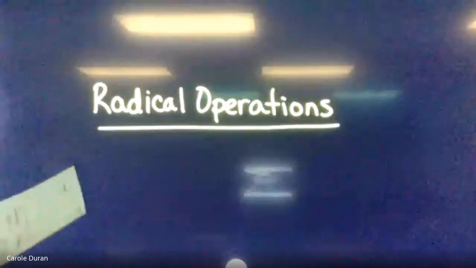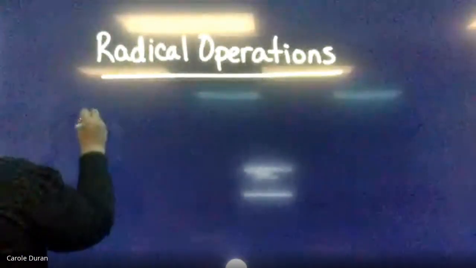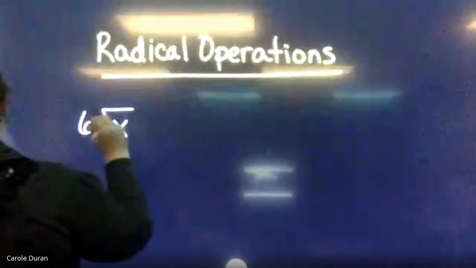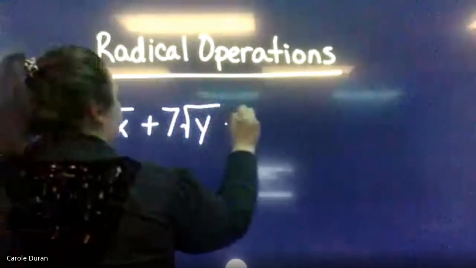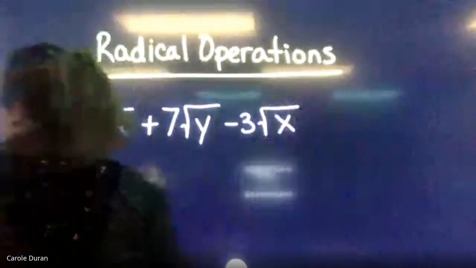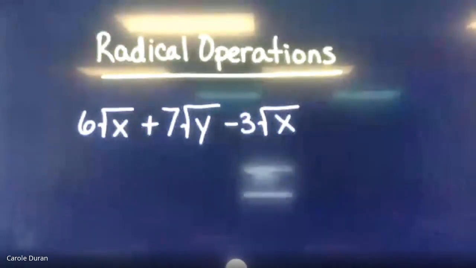Okay, so we already did an example yesterday, so we're going to start with a different example. The example we are starting with is 6 times the square root of x plus 7 times the square root of y minus 3 times the square root of x.